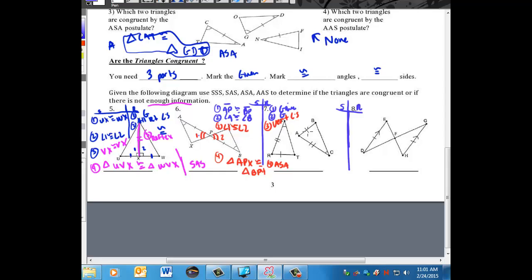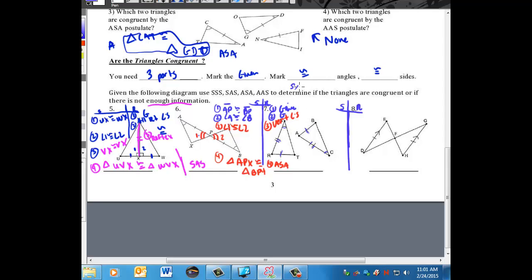Now, note that these two triangles aren't shared. So it takes vertical angles out, it takes reflexive out. We don't share anything here. So we just have to go off of what's marked and what's given. We have a side, and an angle. And we have a side, and an angle. Now the angle is not included.